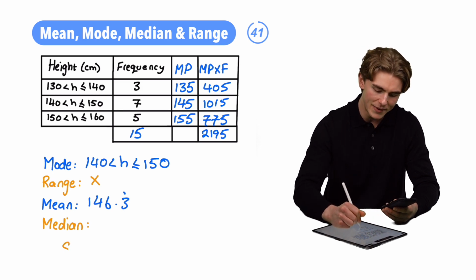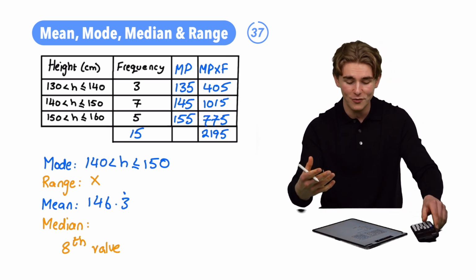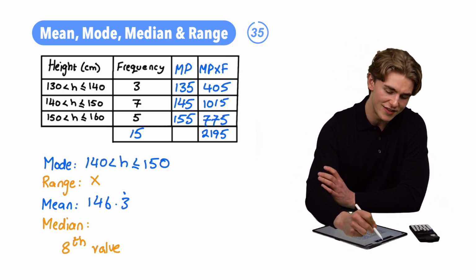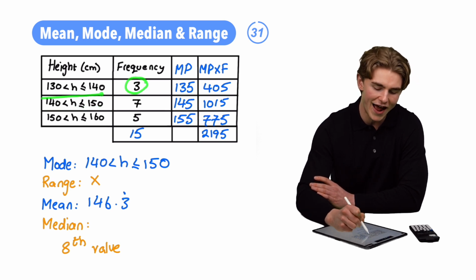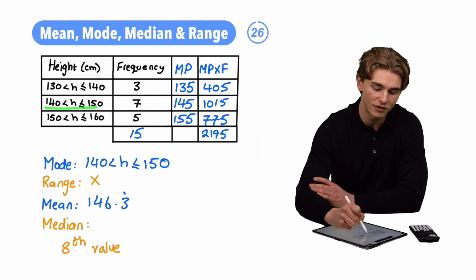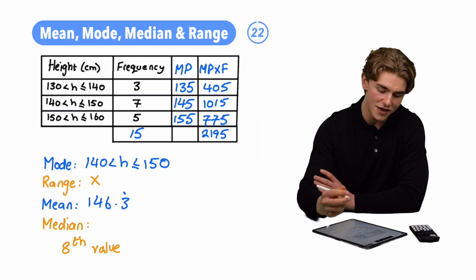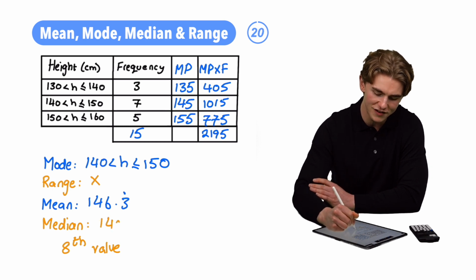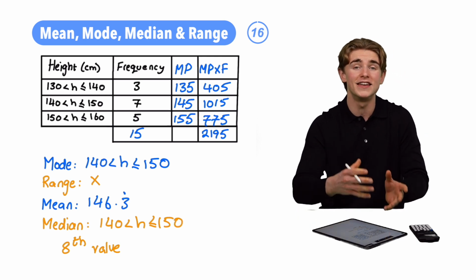Let me write that in. The median is going to be the 8th value. Which group is that going to sit within? We can say that it's going to sit within this second group here. Why? Because we have 3 in our first group. Adding 7 to that gets us to 10. So this group takes us from list number 4 to 10. So it's going to sit within this interval, the lower bound of height being 140. So 140 is less than h, which is less than or equal to 150. That is going to be our median interval, guys.